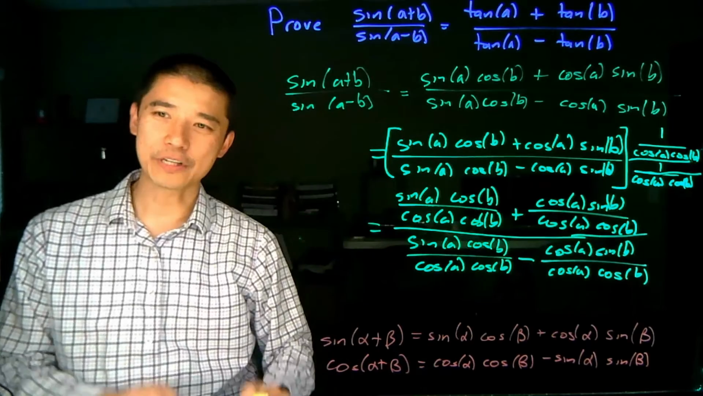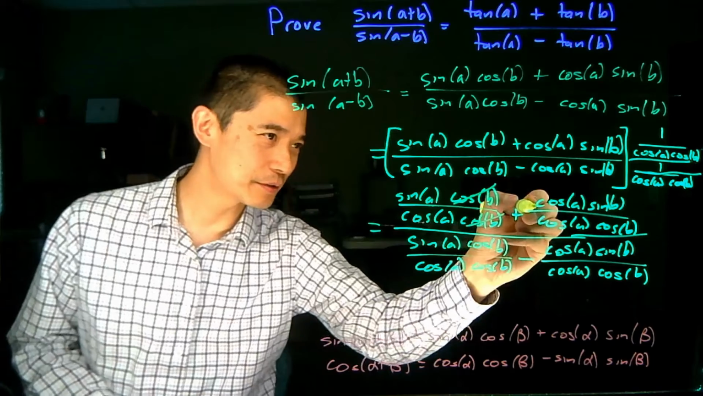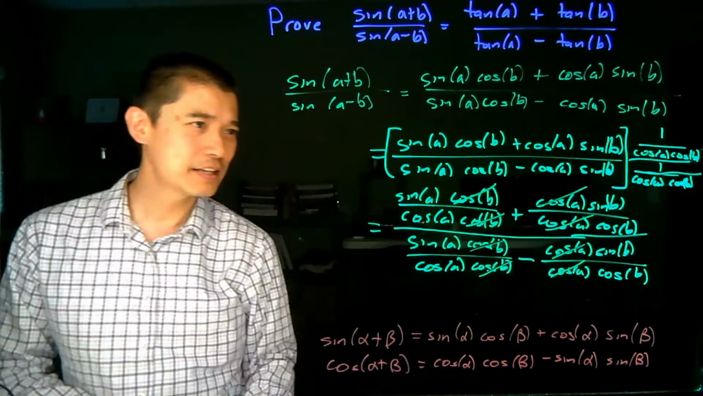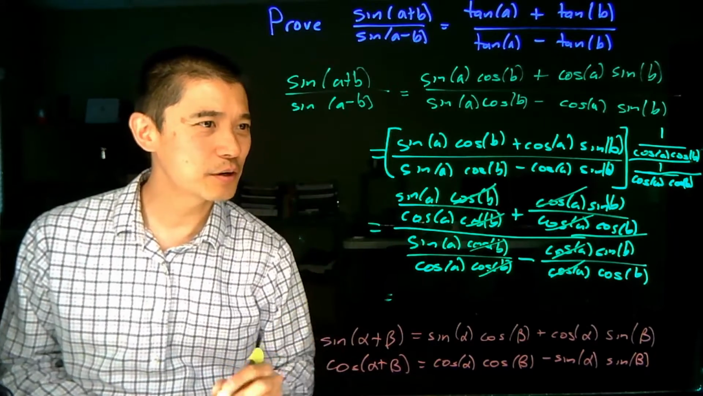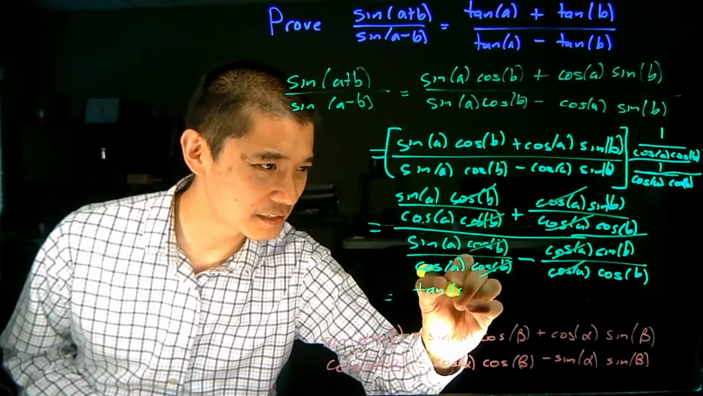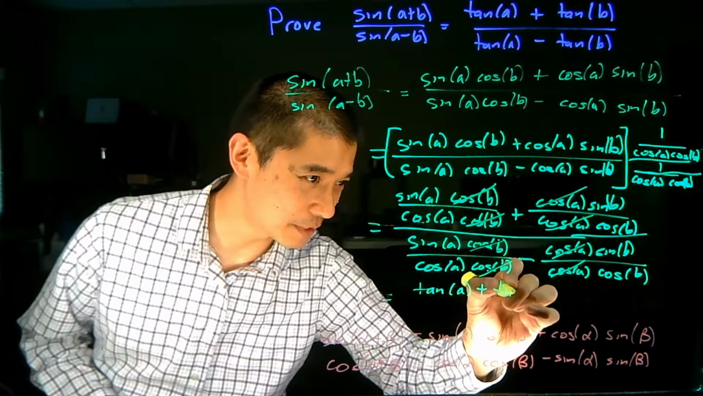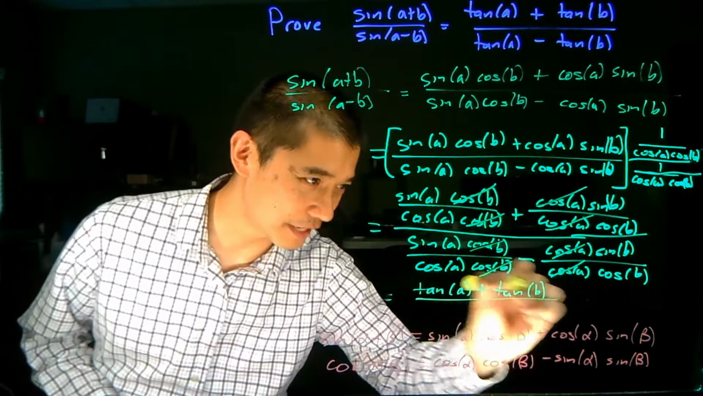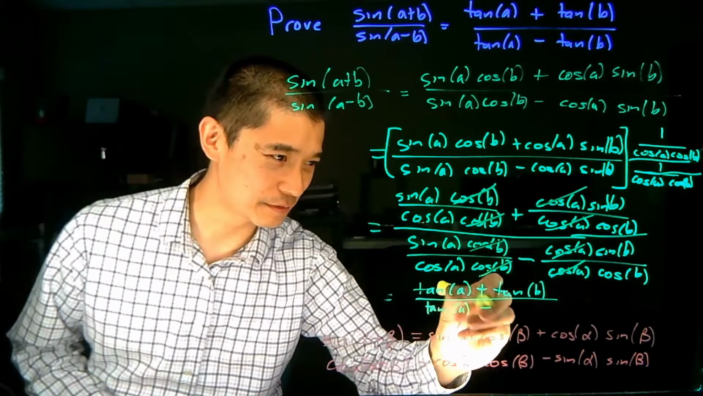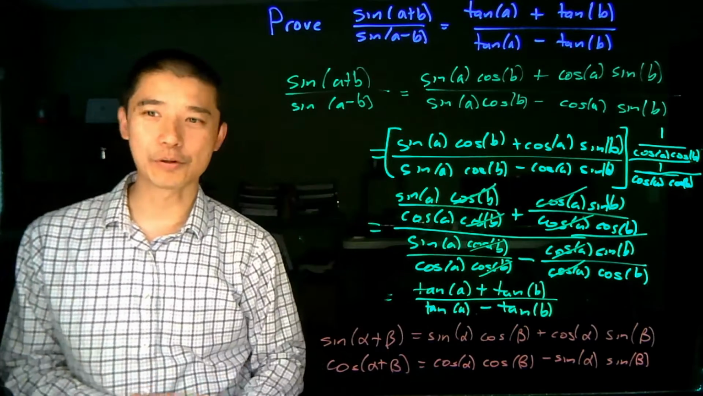Having written this all out, we now just look for cancellation. Here we have a cosine B canceling out. Here we have a cosine A canceling out. And then same thing here. Cosine B's cancel out, cosine A's cancel out. And what are we left with? Well, here we have sine of A over cosine of A, which is tangent A, plus sine B over cosine B, tangent B, all divided by sine A over cosine A, which is tangent A. Denominator has a minus sign, tangent B, and that's exactly what we were going for.